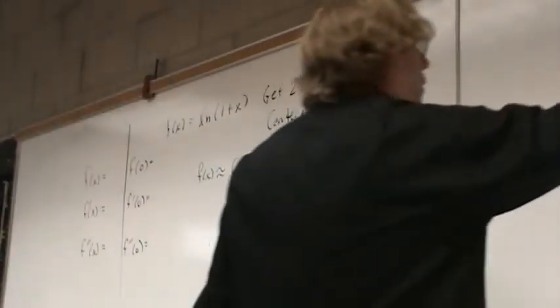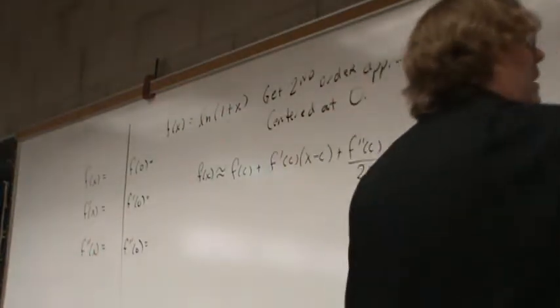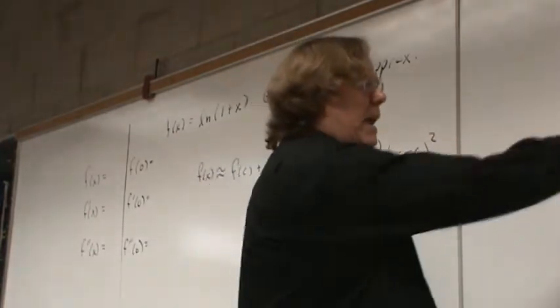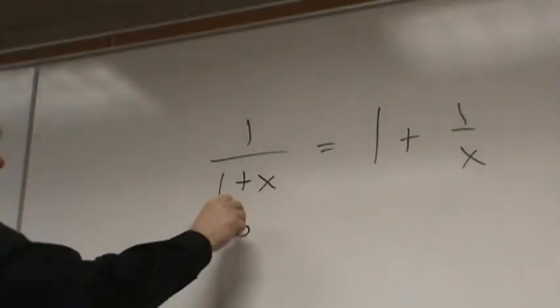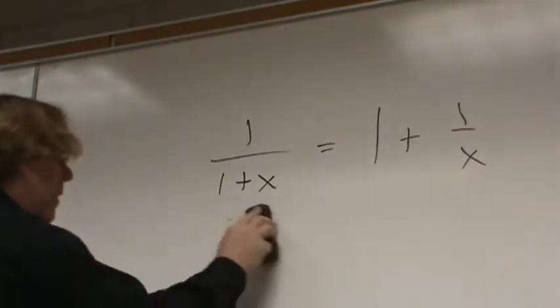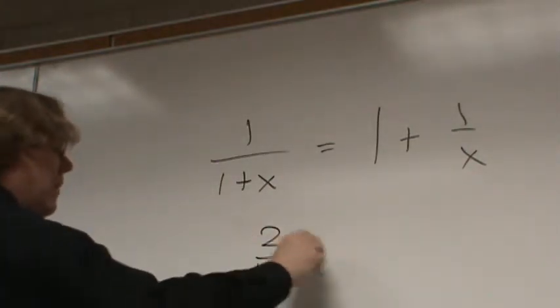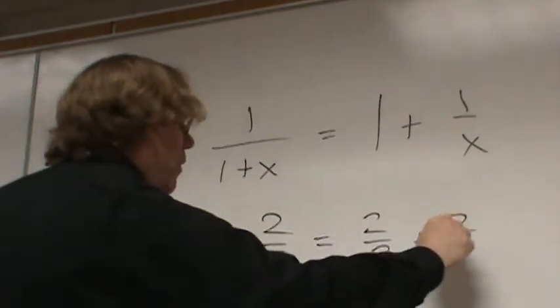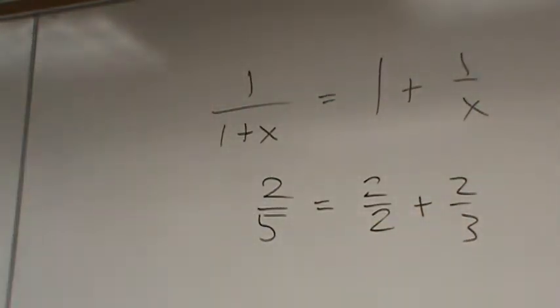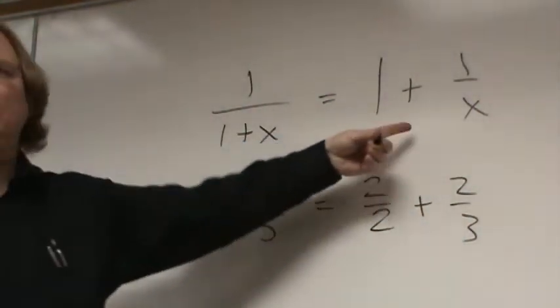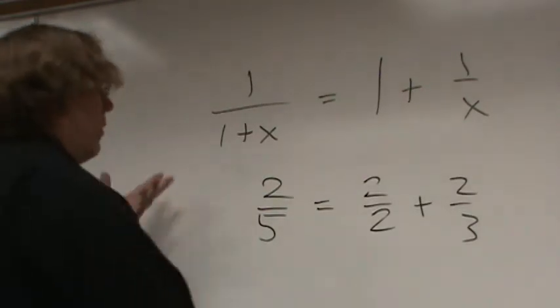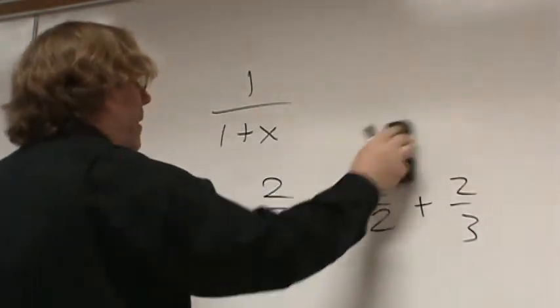Also, 1 over 1 plus x is not the same as 1 plus 1 over x. I've got several people who think 1 over 1 plus x is the same as 1 plus 1 over x. That's not true. You can't split the denominator. You can't say that 2 over 5 is the same as 2 over 2 plus 2 over 3, right? That's not true. So don't be splitting the denominator. You're just stuck with 1 over 1 plus x. That's it. That's what it is.